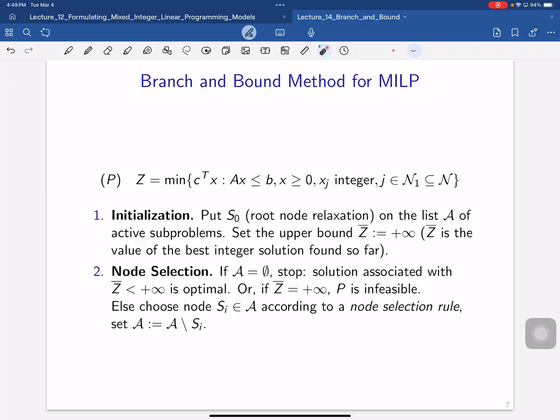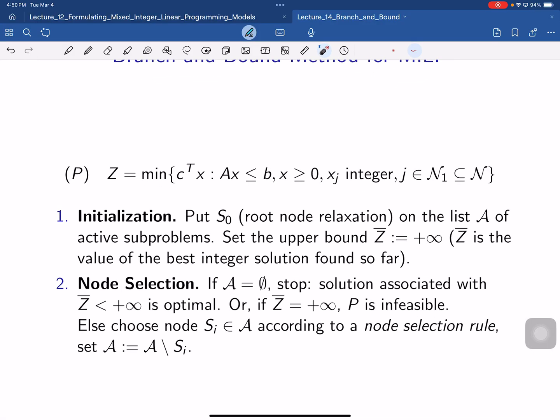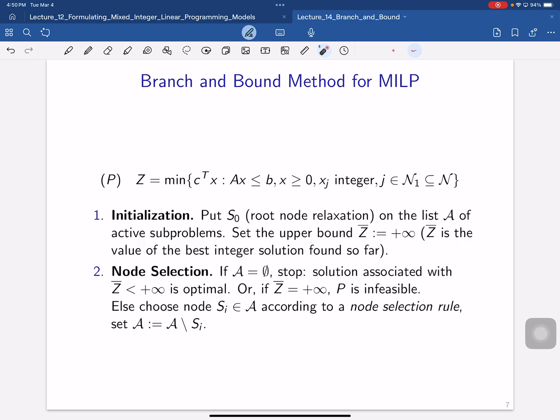Okay, so with that, what does the branch and bound method look like for MILP? Here I'm showing you a pseudocode. The first step is to initialize the problem. Let's solve the root node relaxation as S0, and then we add it to the list of active subproblems. Why do you keep this list of active problems? This list keeps track of all the nodes that have not been pruned yet.